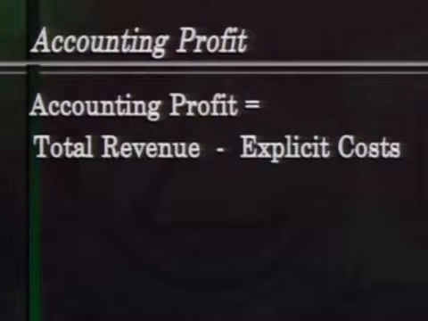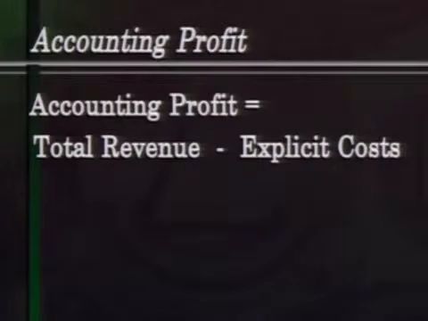Now, even though implicit costs don't appear in the firm's books, this doesn't mean they are less real than explicit costs. When we make the distinction between explicit and implicit costs, we then have two ways of thinking about profit. The difference between total revenue and explicit cost is called accounting profit. That's what appears in the firm's written accounts. It's defined as accounting profit is equal to total revenue minus explicit costs.